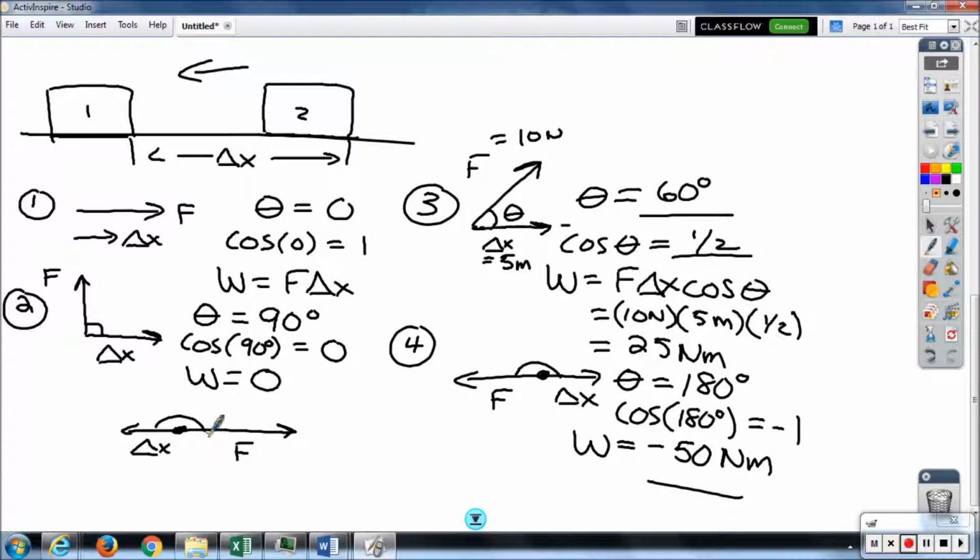Theta is still 180 degrees. Cosine of 180 is still -1. The values of the force and the displacement may be the same if we use the same numbers, and so you'd still get that the work done would be -50 Newton meters, but now it's moving in a completely different direction. But what's consistent of these two examples is that the force is always opposing the motion.